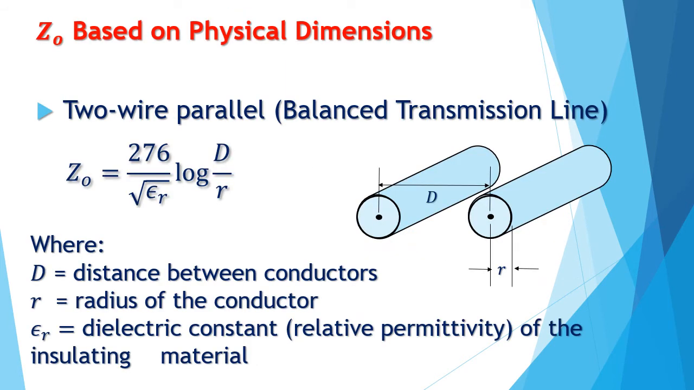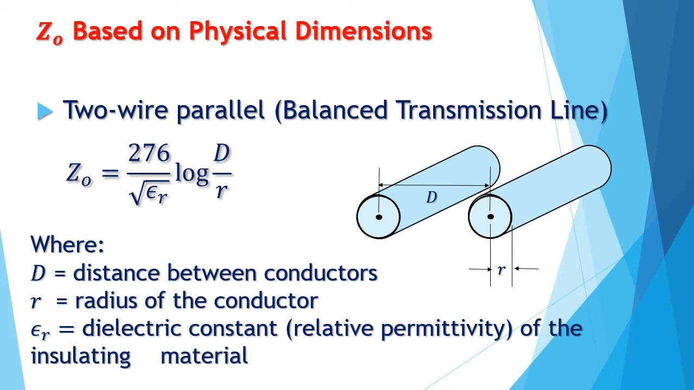Okay, now the first transmission line is a two-wire parallel line, or what we call a balanced transmission line. The formula for the characteristic impedance for this line is Z sub O is equal to 276 divided by the square root of epsilon R times the logarithm of capital D over R. Wherein, if you can remember from the previous slides, the capital D is the distance between the conductors, R is the radius of the conductor, both conductors are assumed to have the same radius, and epsilon sub R is the dielectric constant. This is the relative permittivity of the insulating material.